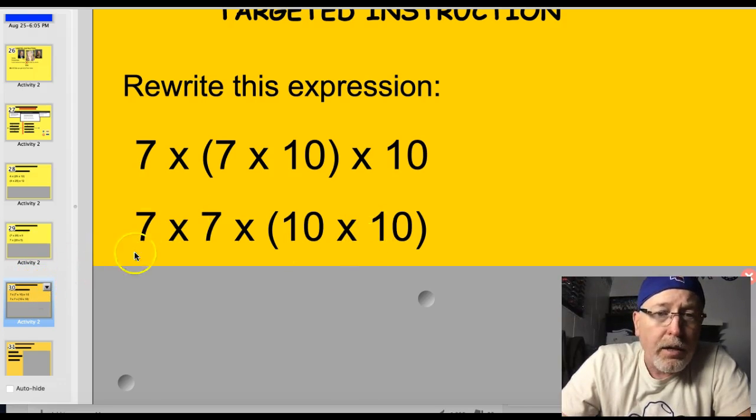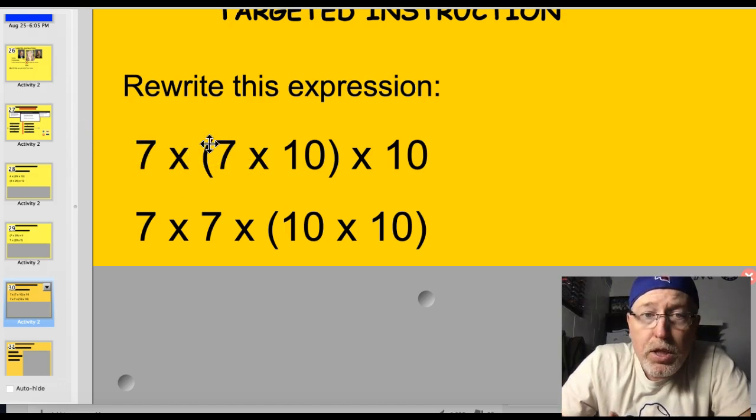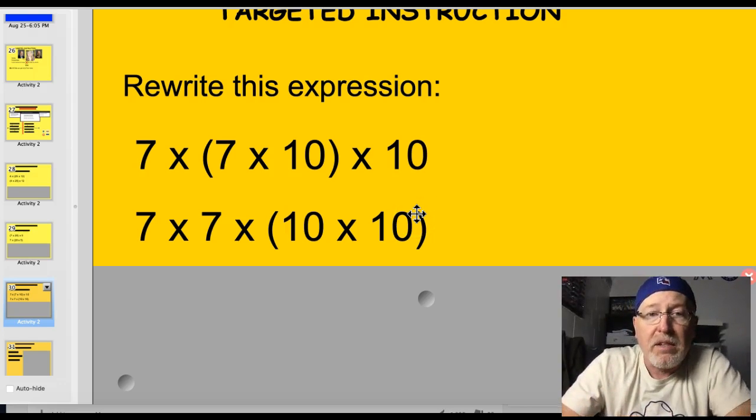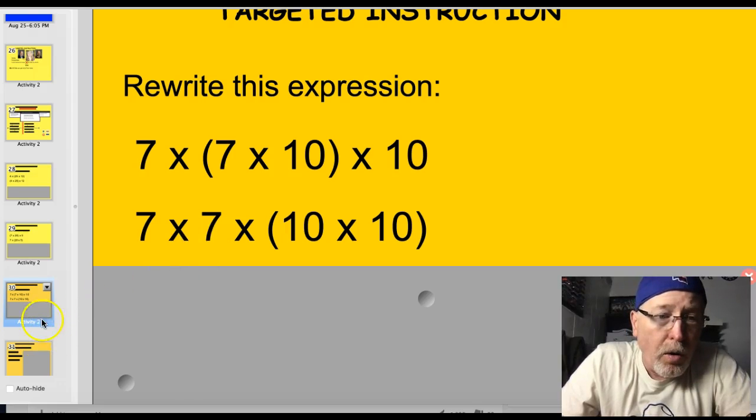Good. All right. Now, if you move the bracket someplace over here and did 7 times 7, you're still using the associative property as long as you didn't change the order. Look at 7, 7, 10, 10, 7, 7, 10, 10. All I did was move the brackets. That, in its purest sense, is the associative property.